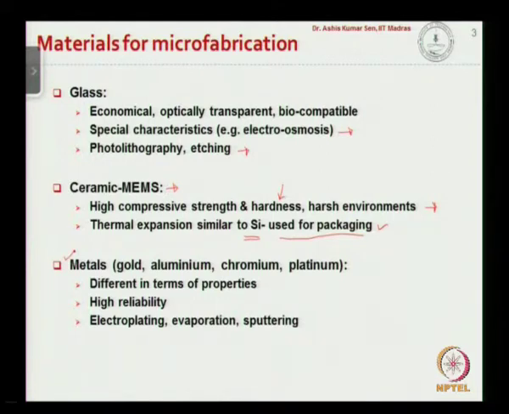Gold, aluminum, chromium and platinum are most widely used. All these different materials differ in terms of their properties. The metals have very good reliability, and the fabrication methods that you use to create metal structures in micro devices are electroplating, evaporation and sputtering.